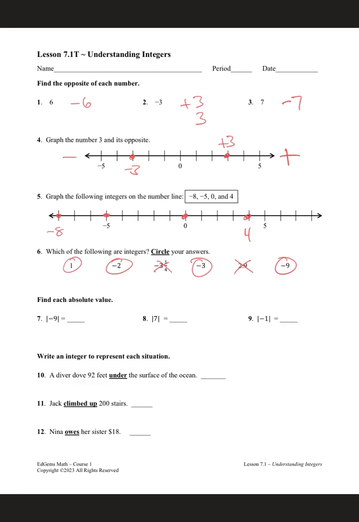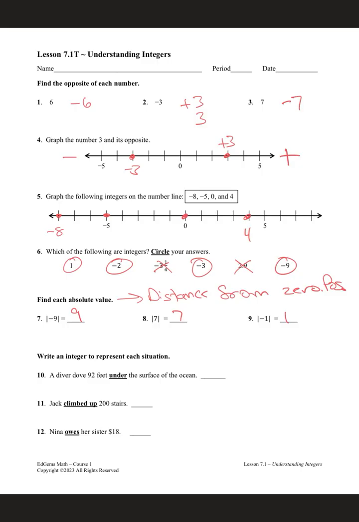All right, number 7 through 9. On number 7 through 9, it's just find the absolute value of each of these numbers. Remember, absolute value is the number's distance. Yes, I want you to write this down. Distance from 0. And they're always positive answers. Okay, so what is the absolute value of -9? That's 9. What's the absolute value of 7? 7. What is the absolute value of -1? 1.